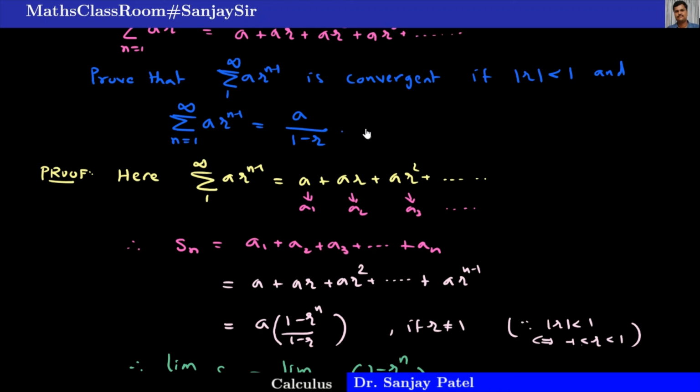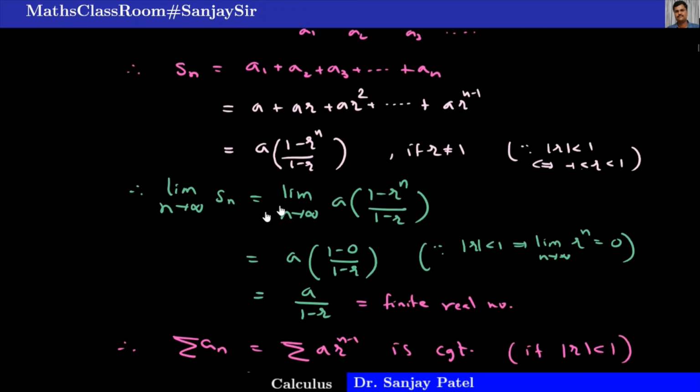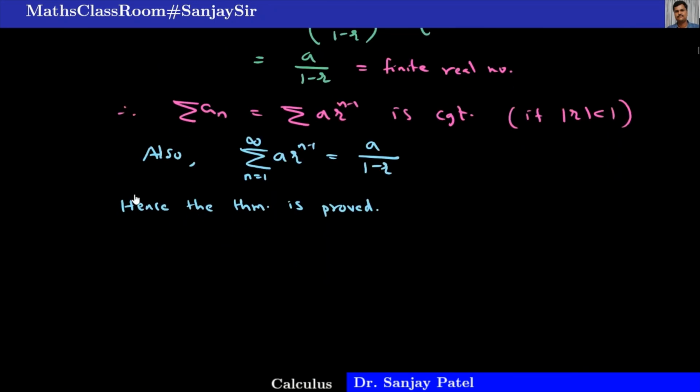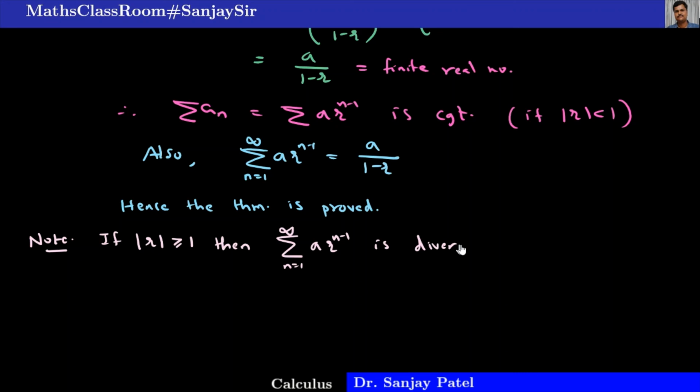Let us write this down as a remark at the end of this theorem. So let me write this way. If mod of r is greater than or equal to 1, then the geometric series sigma a into r raised to n minus 1, n equal to 1 to infinity, is divergent. The proof is again simple.